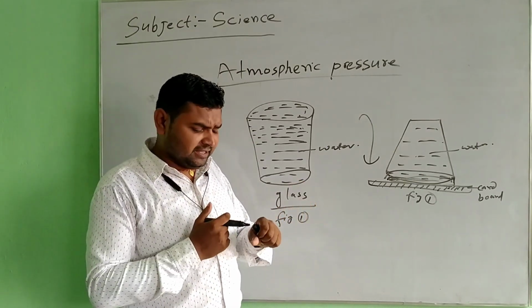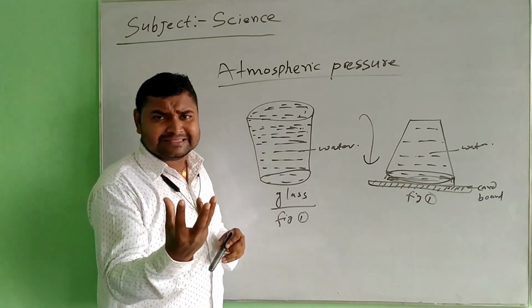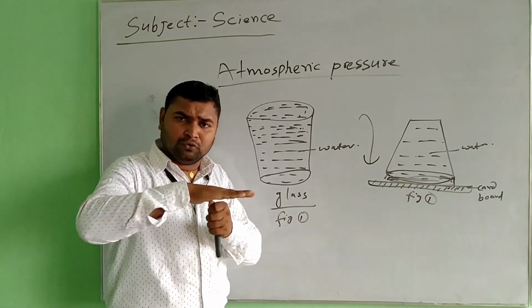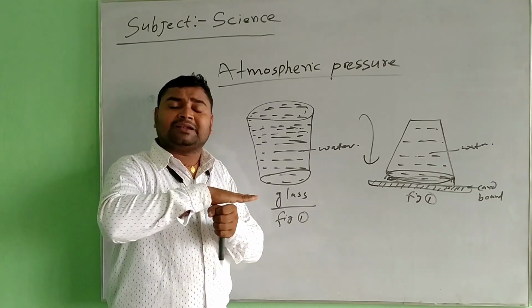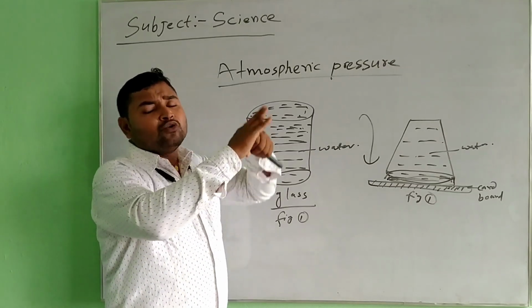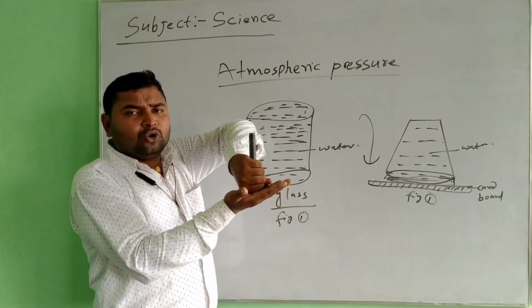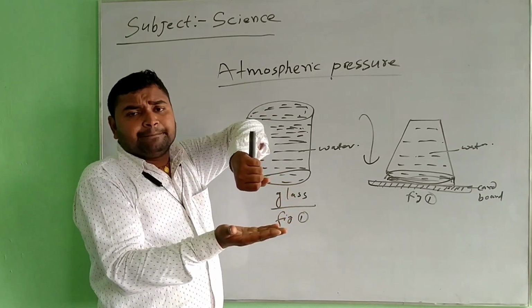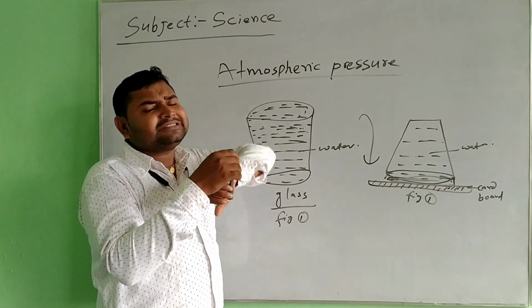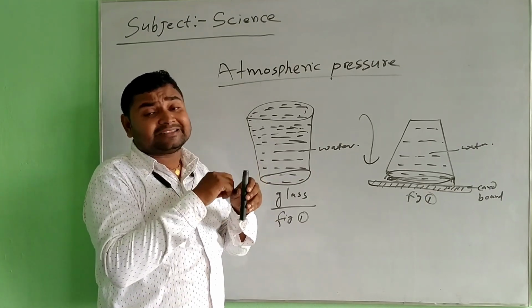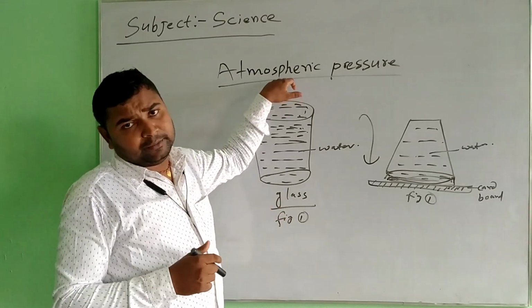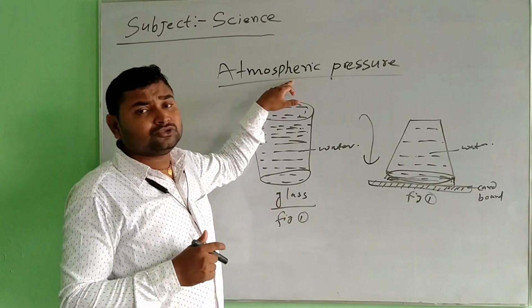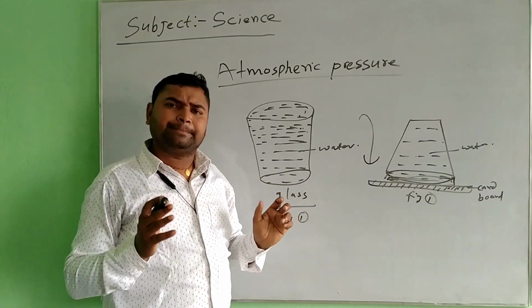Once again I am saying, take one glass, fill it with water, place one thick cardboard over the glass, slowly invert it, and slowly leave the cardboard, and you will see that the water inside the glass does not fall down. This is due to the atmospheric pressure.